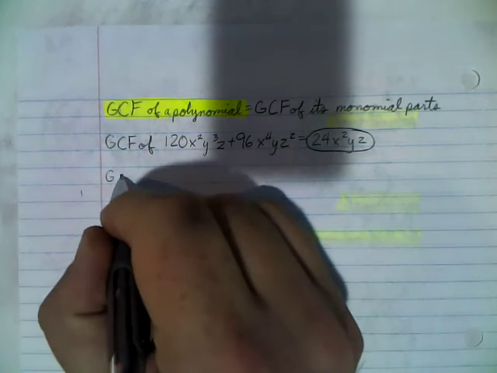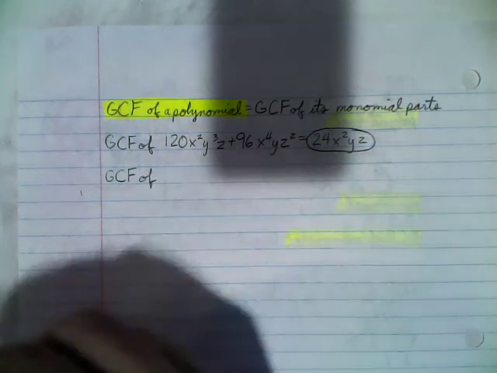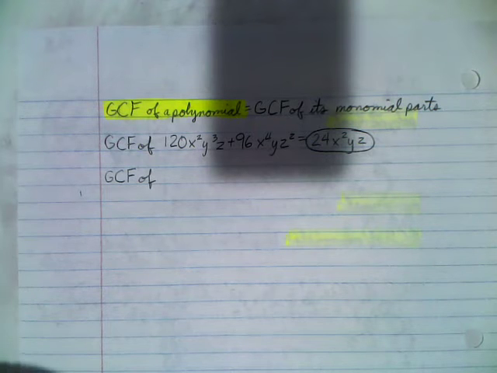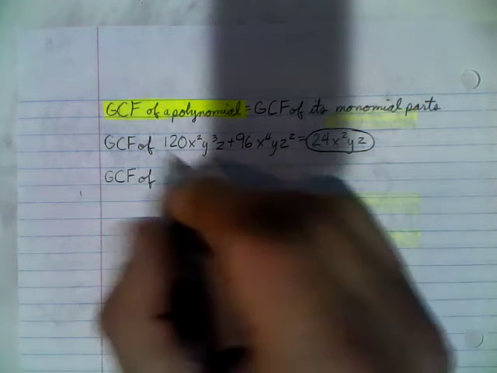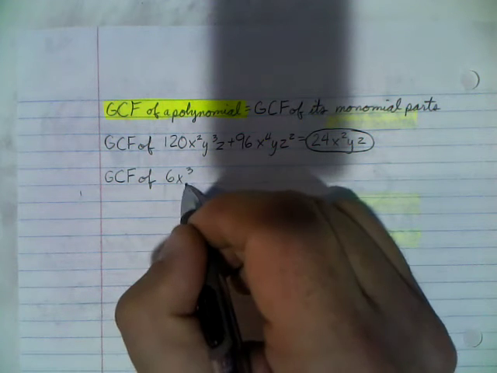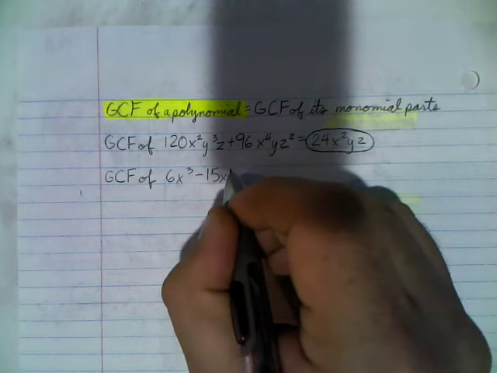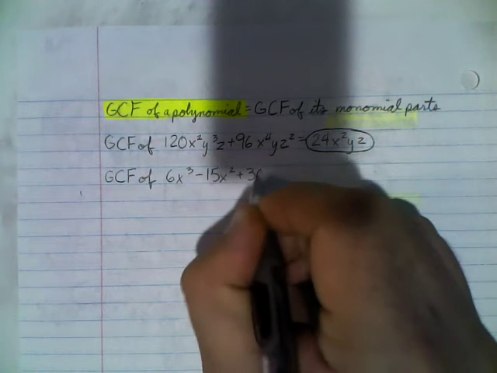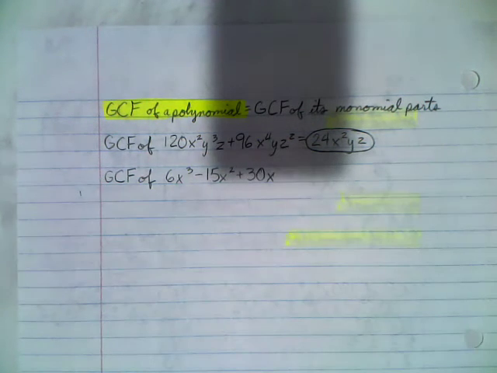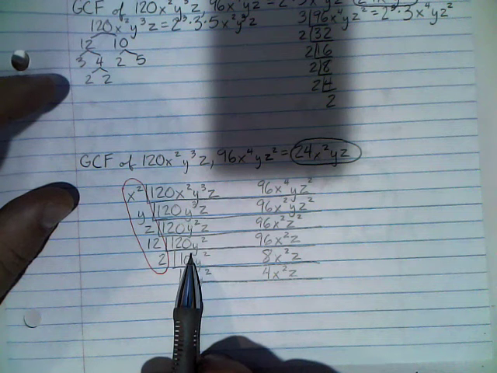Now, ladies and gentlemen, it is not always required that you use the prime factorization or that upside down division box. Sometimes it's going to be much easier than that. For example, we're going to find the GCF of 6x cubed minus 15x squared plus 30x. If we consider what we did here, this is actually a lot like reducing a fraction.